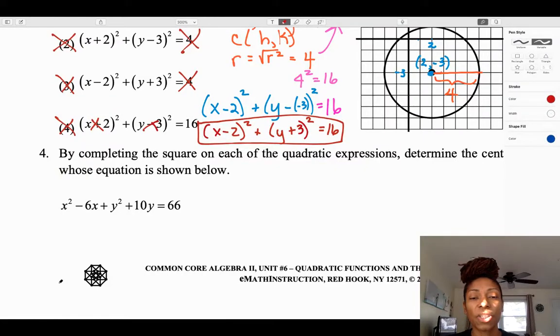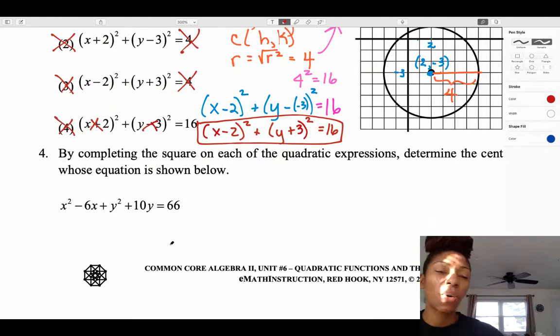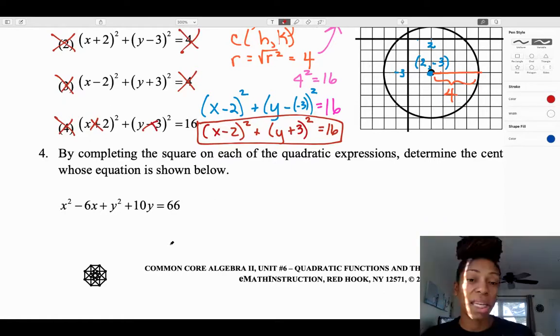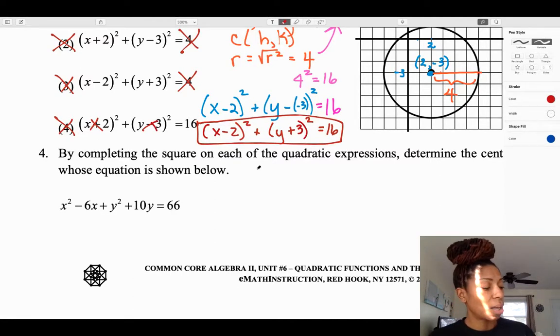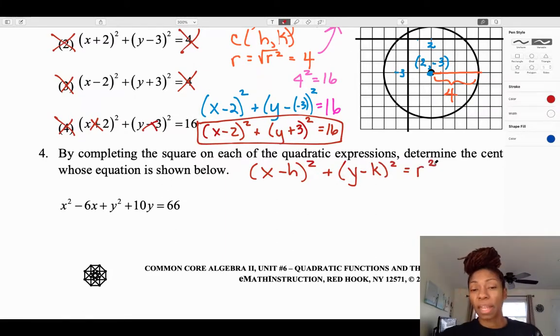By completing the square on each of the quadratic expressions, determine the center and the radius of the circle. So we are going to rewrite this equation so that it is in the form (x - h) squared plus (y - k) squared equals r squared. Then we will determine the center and the radius. So we're going to complete the square. Think of this as the beginning of a perfect square trinomial.